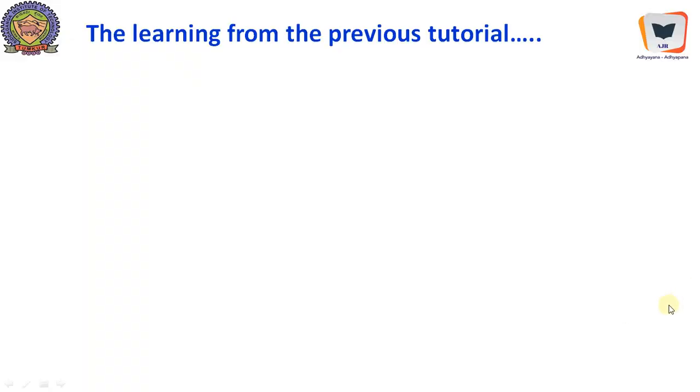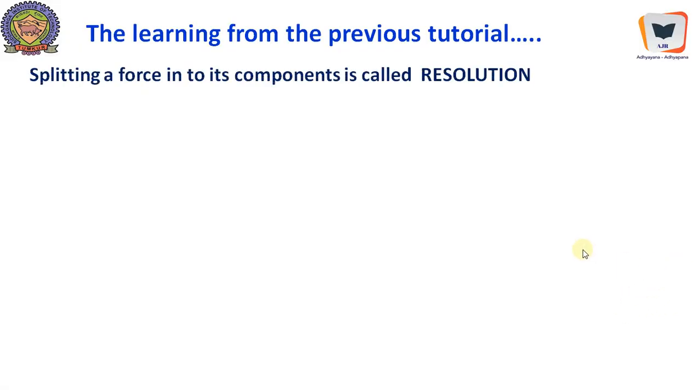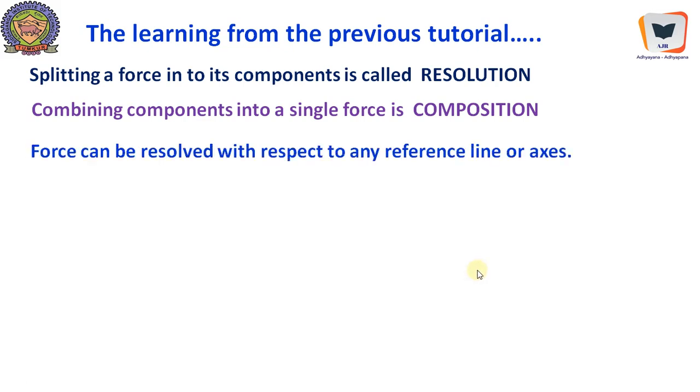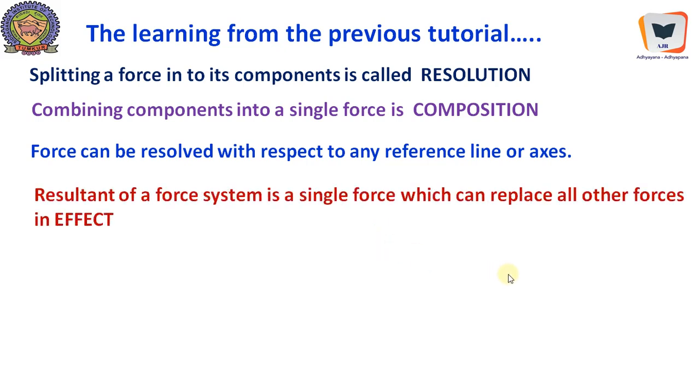Right. The learning from the previous tutorial has been: splitting a force into its components is called resolution. Combining components into a single force is called composition. Force can be resolved with respect to any reference line or axis. However, we chose to resolve the forces in 2 orthogonal directions, one along x and one along y, because in most of the engineering problem solving exercises pertaining to engineering mechanics, we do resolve the forces along x direction and y direction. Resultant of a force system is a single force which can replace all other forces in effect.